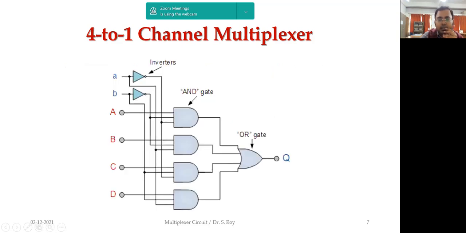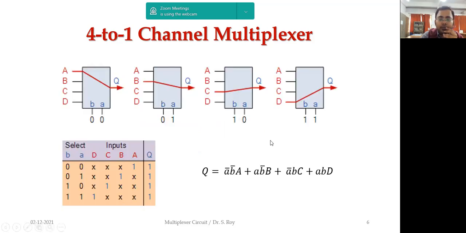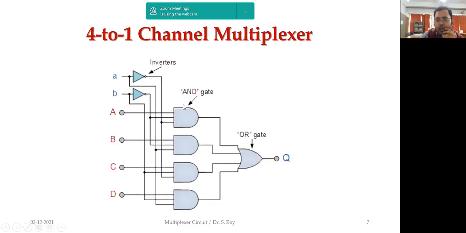So if we are going to design this 4 to 1 channel multiplexer, then it looks like this. We can observe here that 4 AND gates are required, because if I look into these equations, we observe that 4 products are there, and we know that a product can be realized by an AND gate. So 4 products means 4 AND gates: number 1, number 2, number 3, and number 4. And all these products are in summation, so we need an OR gate.